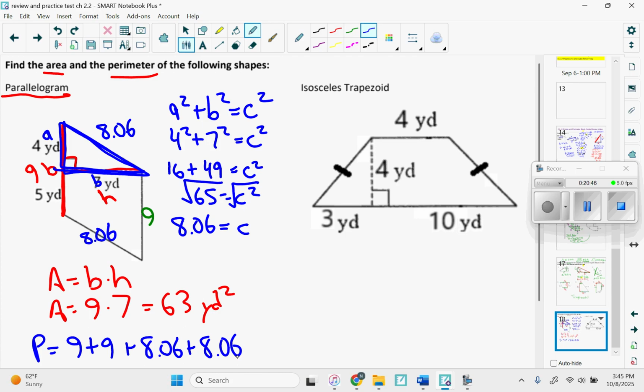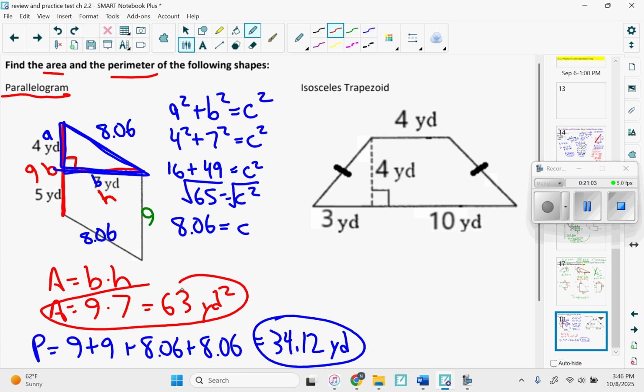That would be, let's see, 34.12 yards. Again, perimeter, just the distance. Area, a unit squared.